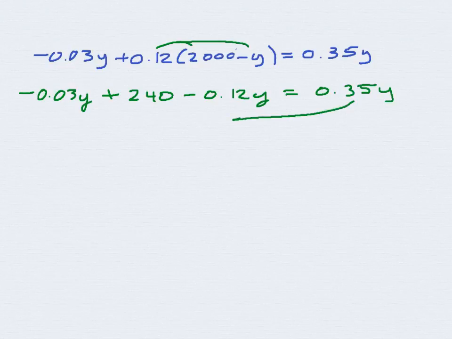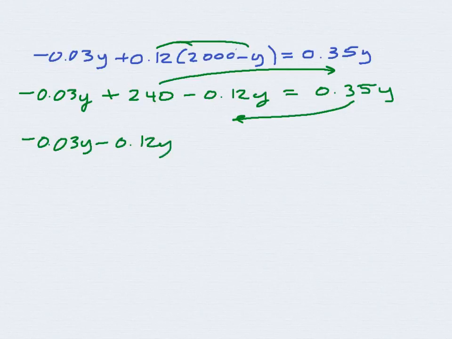You have one letter, y's. Bring all your y terms to one side. Bring all your constants to the other side. So you're going to end up with, you've got minus 0.03y minus 0.12y. Bring the other one over, minus 0.35y. And that's going to equal, when you bring a 240 over, it changes to a minus 240. So now you pick up the old calculator and you plug it all in. Negative 0.03 minus 0.12 minus 0.35 is going to be minus 0.5y equals negative 240.